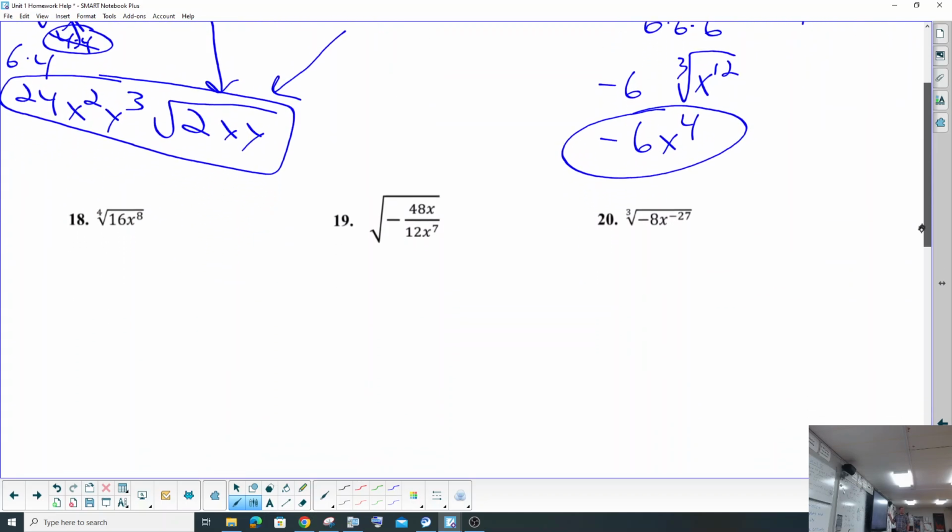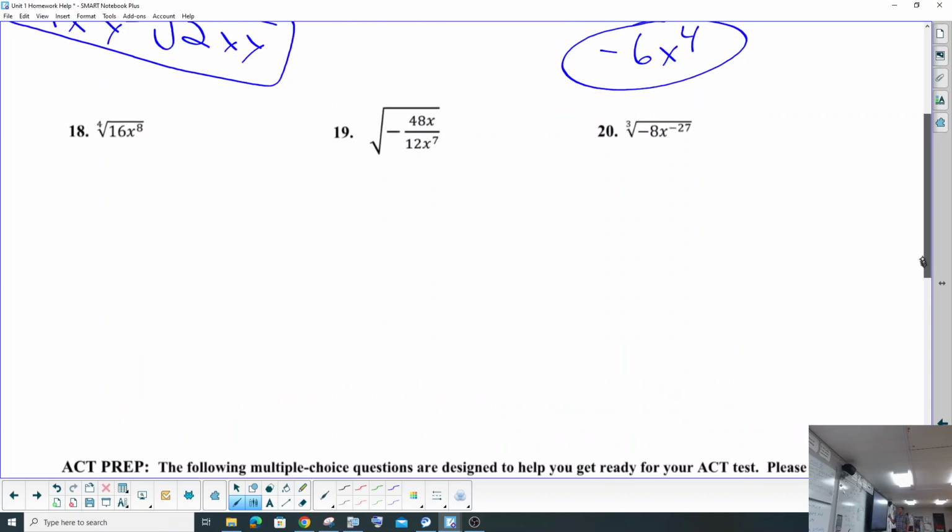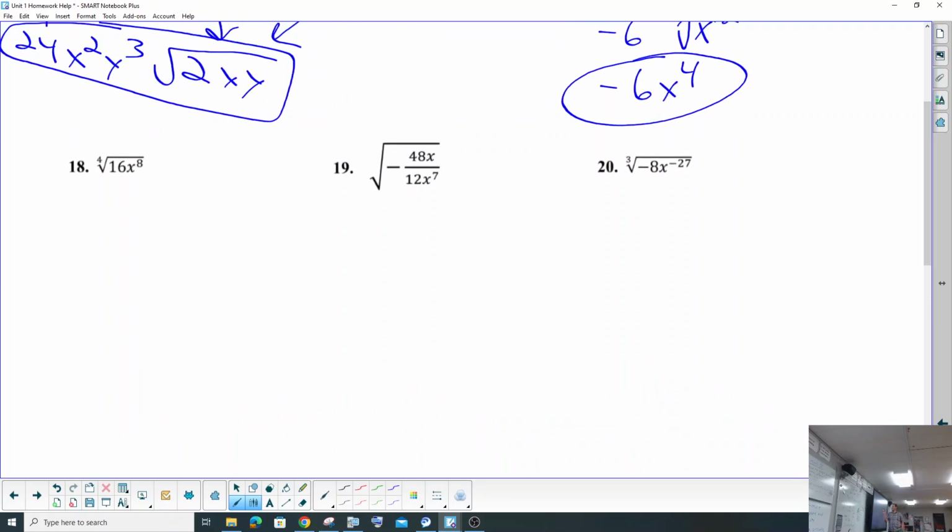Yeah! So try number 19. We'll do 19 as well, because 19 looks kind of tough. Let's see. So can we reduce 48 and 12? What does that become? It is 4 and 1! Right? 4 over 1. So we're left with x to the 6.